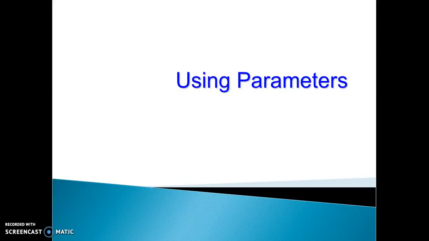This is about parameters, and they're a little bit tricky, so I'm going to slow down a little bit. Please make sure to ask me any questions in class about this, because it's a tricky idea. It's a cool idea, but it's a tricky idea.